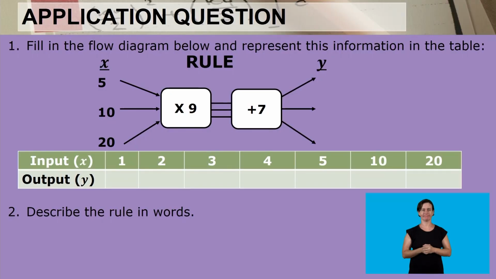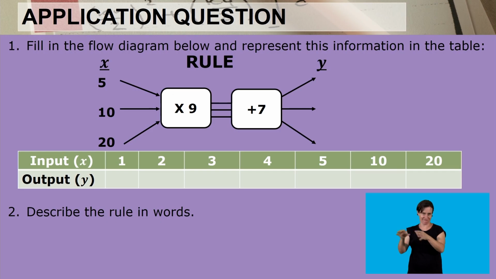So our first question there says, fill in the flow diagram and represent this information in a table. Remember, we are looking at equivalent forms. So we want to see how a flow diagram and a table are going to represent the same function and relationship. Our flow diagram here has the input values on the left-hand side, and those input values are going to go through a rule and produce the output values.